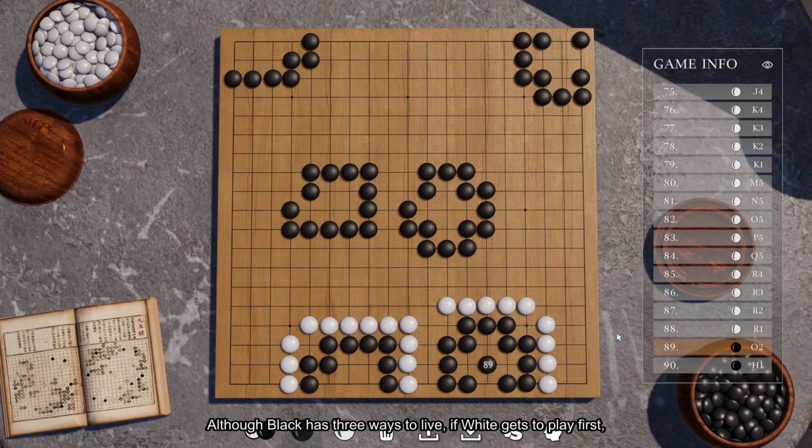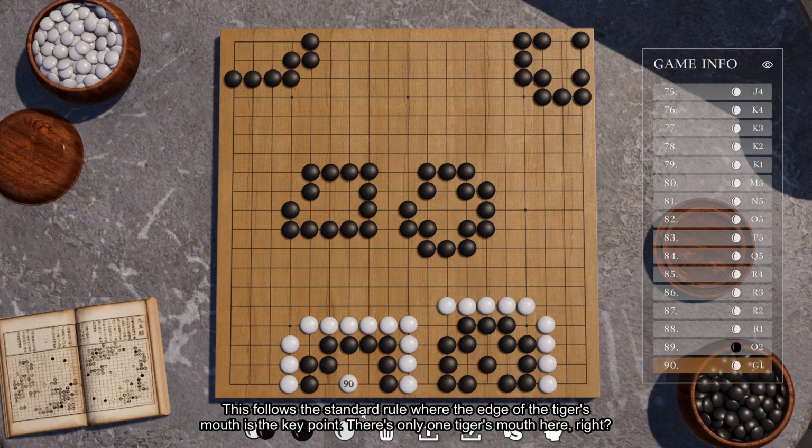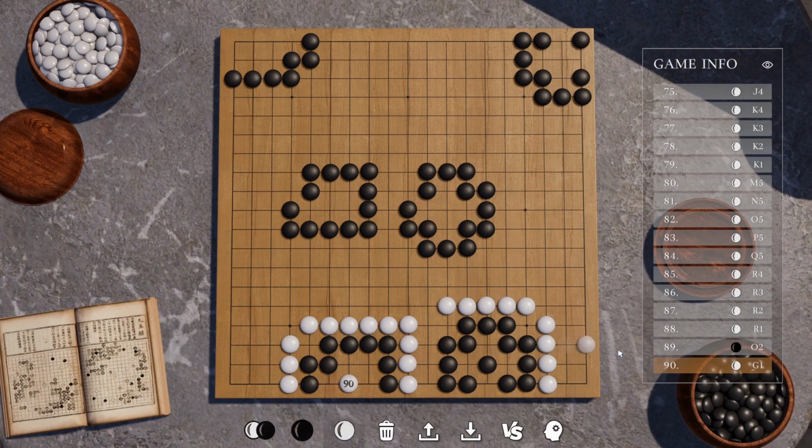Although black has 3 ways to live, if white gets to play first, white must use placement at this exact point to capture the black stones. This follows the standard rule where the edge of the tiger's mouth is the key point. There's only one tiger's mouth here, right? The bulky 5 only has one tiger's mouth.